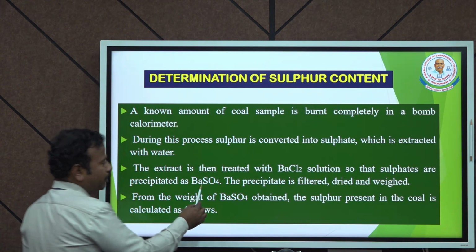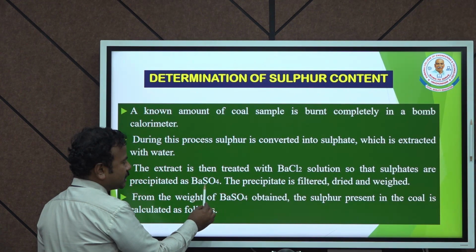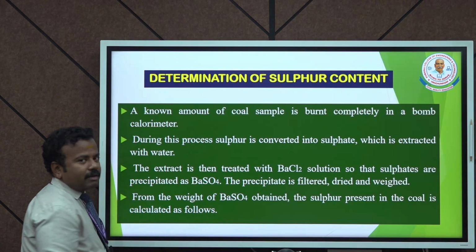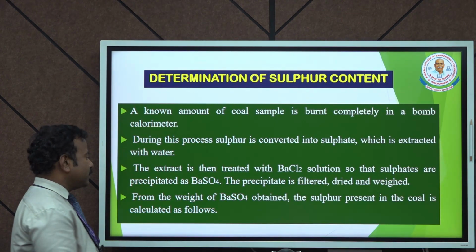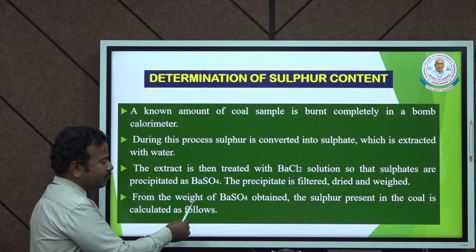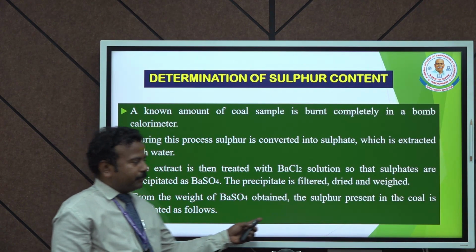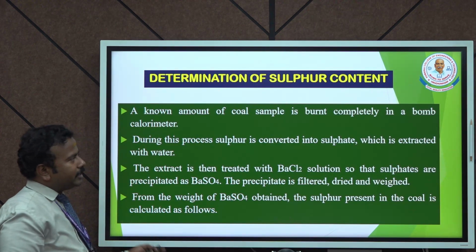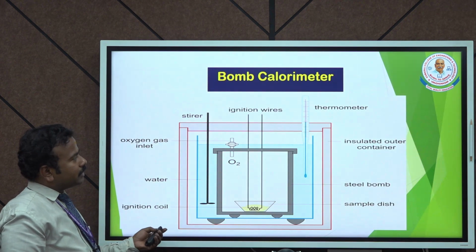Because barium sulfate also contains sulfur, the weight of sulfur present in the barium sulfate can be easily calculated. That is why we have chosen this way. From the weight of barium sulfate obtained, the sulfur present in the coal is calculated.